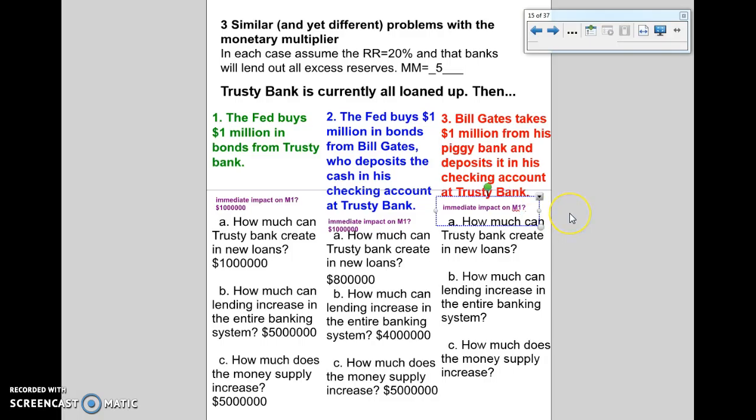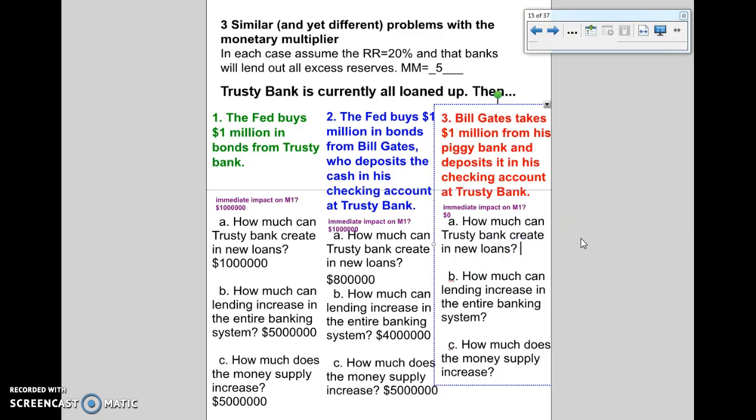Now, let's look at Bill Gates from another standpoint. If he has money in his piggy bank, so just $1 million lying around in his piggy bank, he breaks it open, he thought, well, I guess I don't need this lying around too much. What happens to M1? The answer is nothing. It was in cash. Now it's in checkable deposits. So the money does not change. M1 does not change. But the bank still has $1 million.